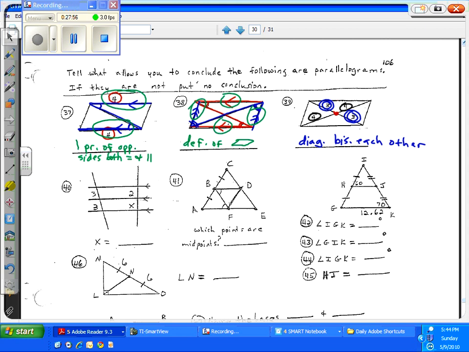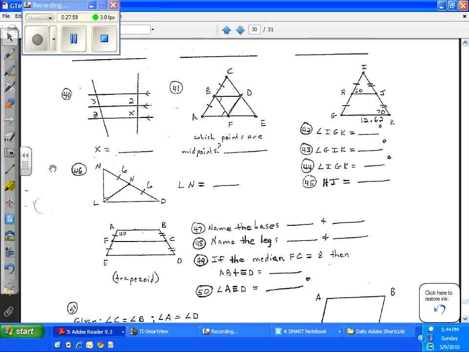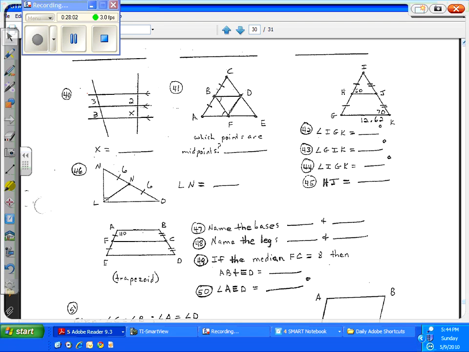And then we come to a series of theorems. The first one here, number 40, says if three parallel lines, we know they're parallel because of the arrow, divide one transversal into two equal pieces, then they must divide every transversal that passes through there into equal pieces also, so x equals 2.